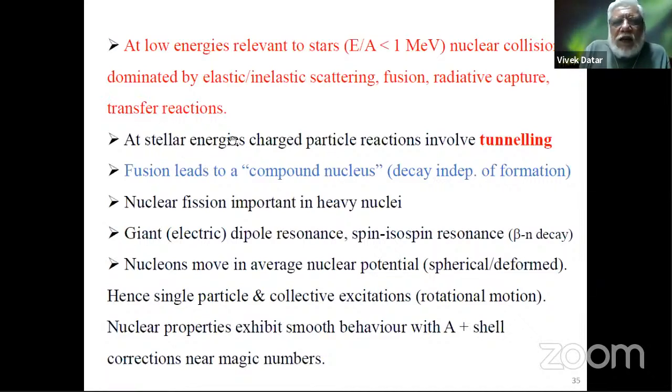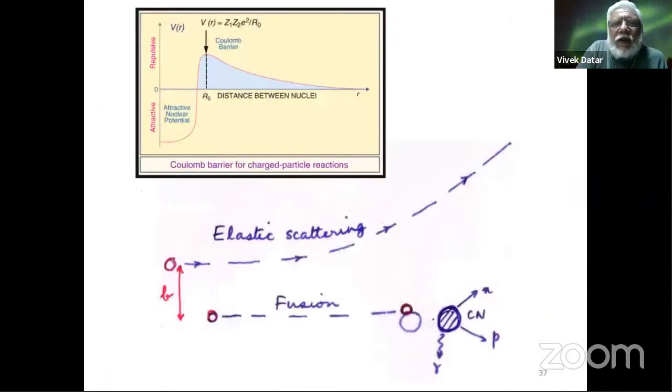At stellar energies, these charged particle reactions of course involve tunneling, because suppose you have a temperature of typically a few keV, then the barrier, even for p plus p, is of the order of an MeV. So you are way below the barrier. I think I should show you a figure here.